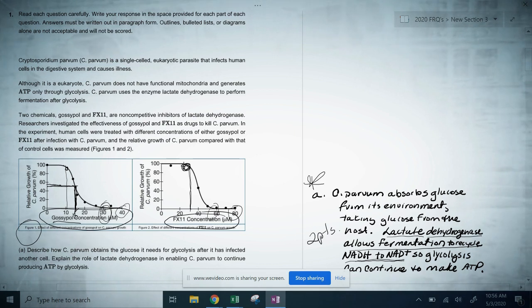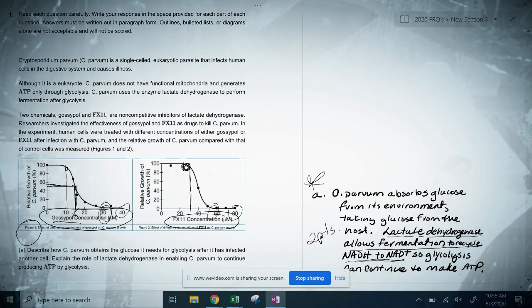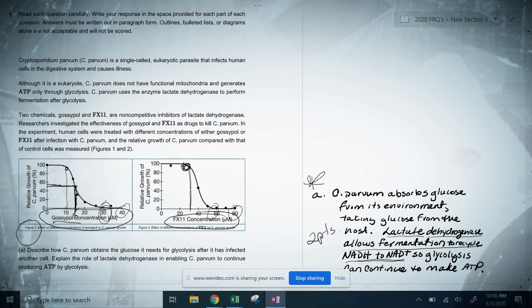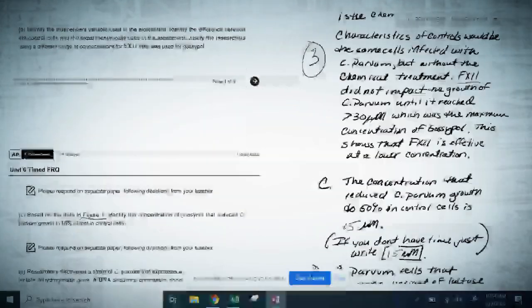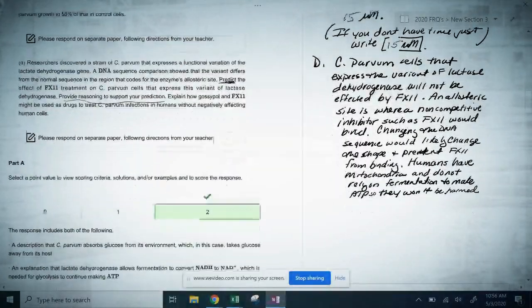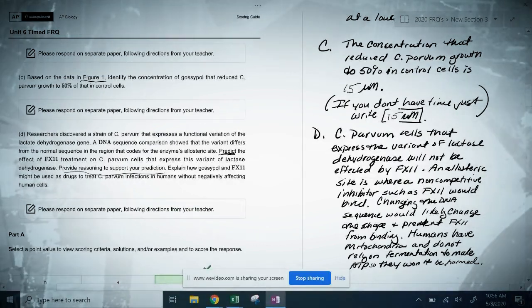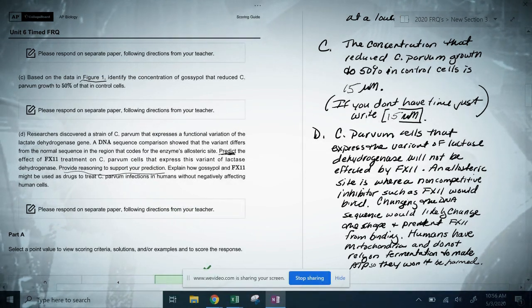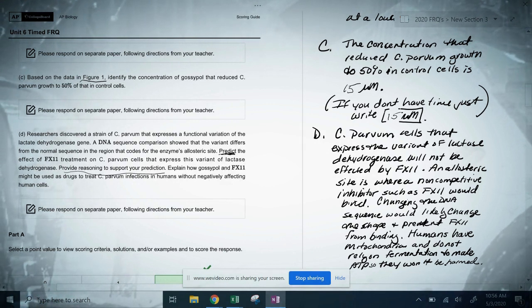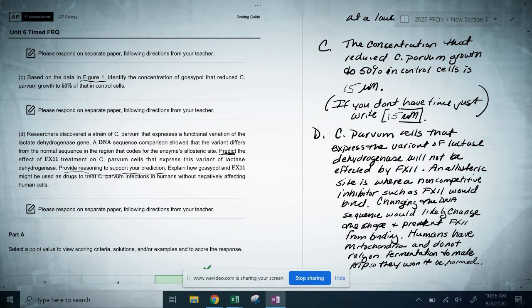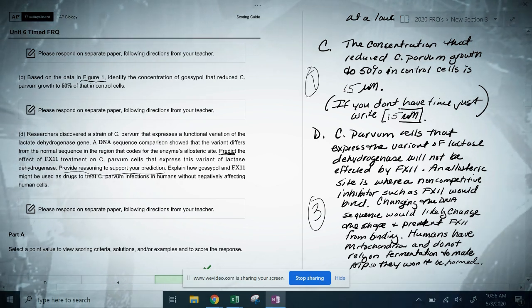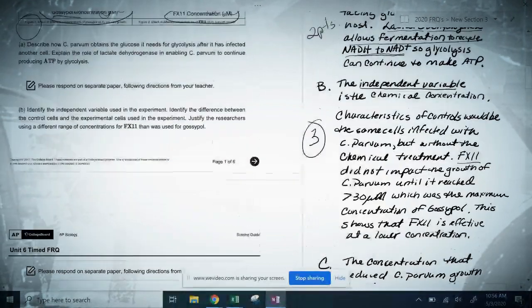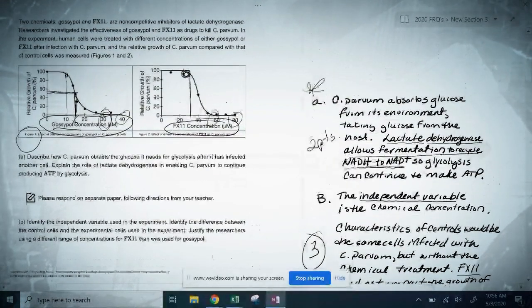All right, so they're asking about it being in human cells. So it's using the enzyme to perform fermentation after glycolysis. So when we go back, it's asking about without harming human cells. So I put humans have mitochondria and do not rely on fermentation to make ATP, so they won't be harmed. All right, so I would say this is another 3 points, and this is 1. So I'm going to guess that this is 3, 4, 7. This is only a 9 question.